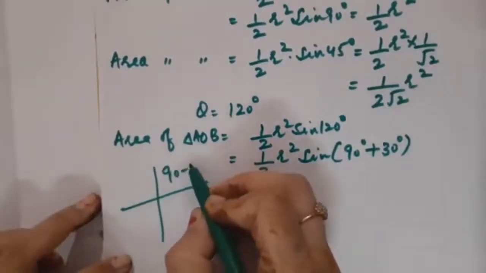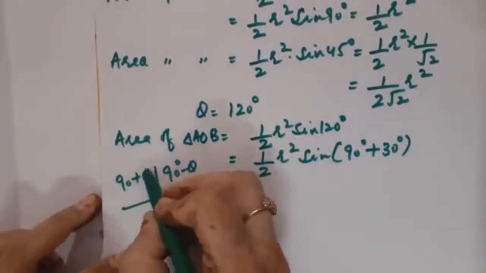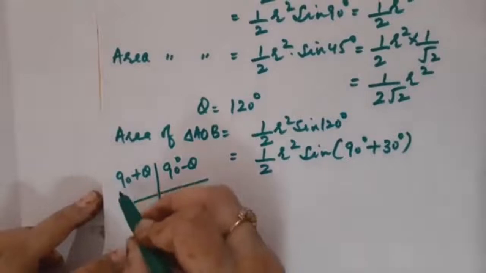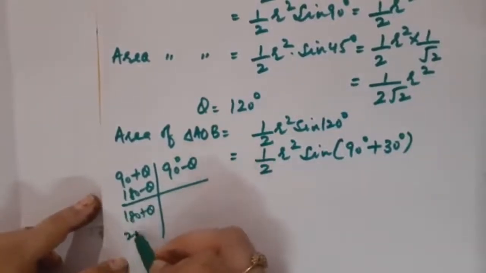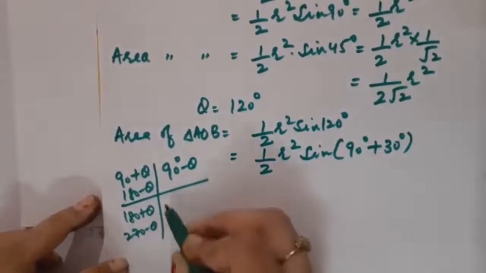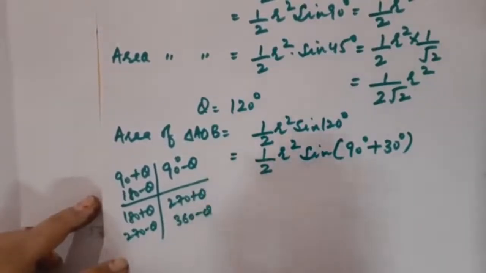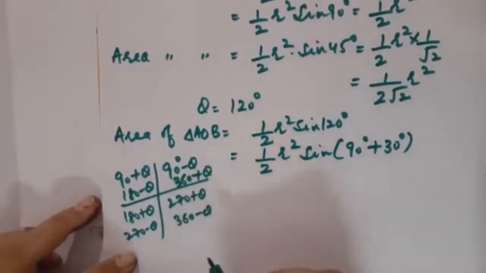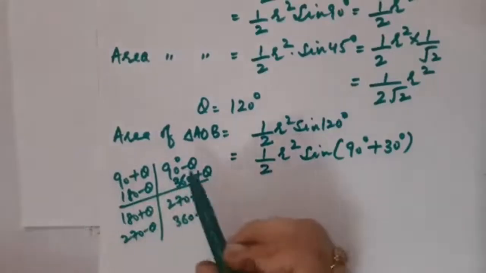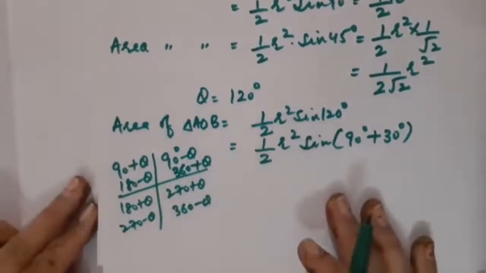This is 90 minus theta in quadrant number 1. Then 90 plus theta. Here you will be including 180 minus theta, then 180 plus theta, then 270 minus theta, 270 plus theta, 360 minus theta, and so on. Like this you will be included. 360 plus theta. Okay. So this is basically the table which you will be learning in your senior classes, that is in 11th and 12th.